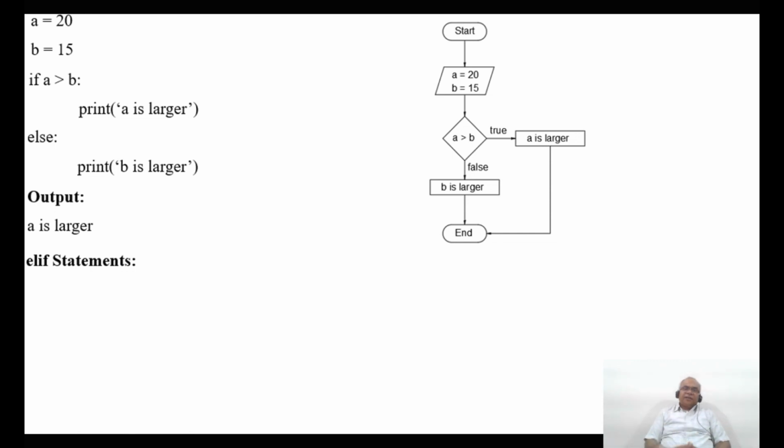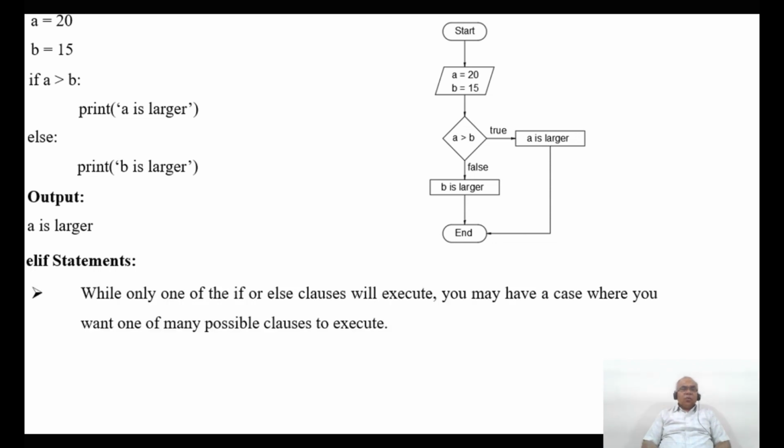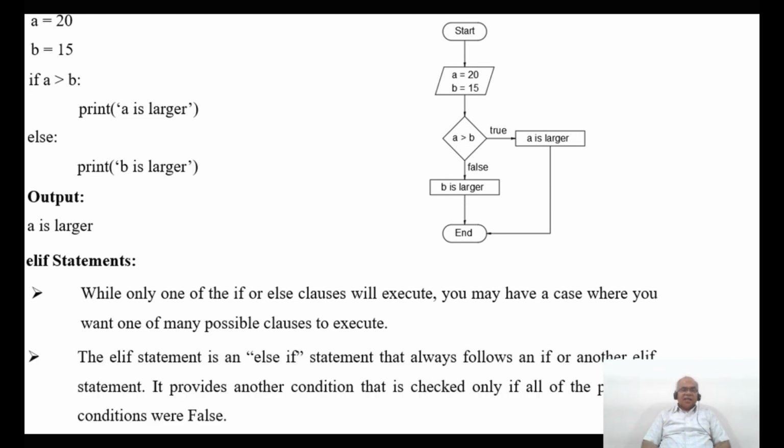Suppose you have an elif statement, that means you have three conditions to be considered. While only one of the if or else clauses will execute, you may have a case where you want one of many possible clauses to execute. In such cases, the elif statement, an else if clause, always follows an if or another elif statement. It provides another condition that is checked only if all of the previous conditions become false.